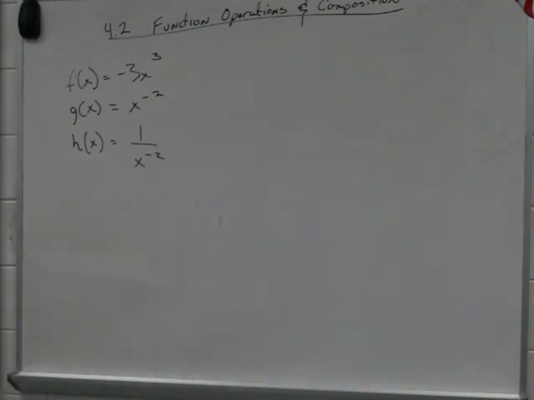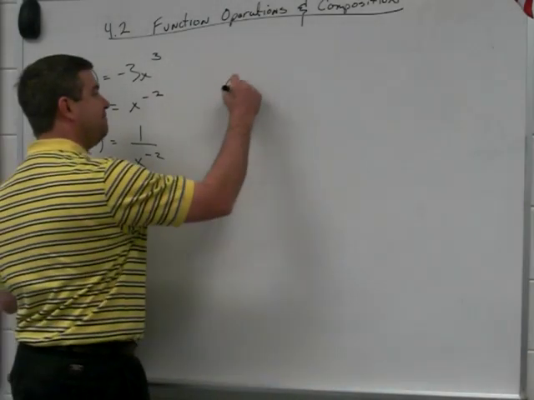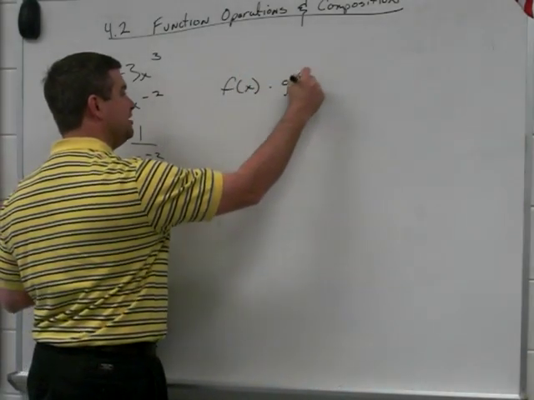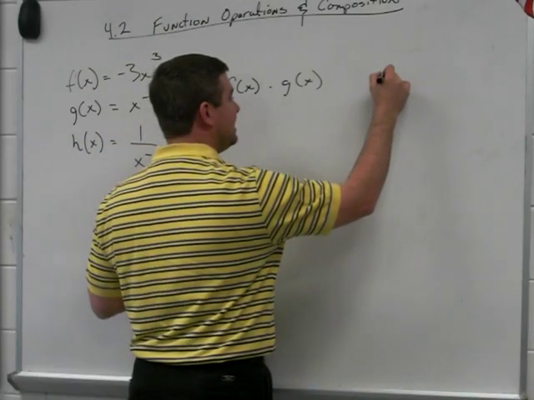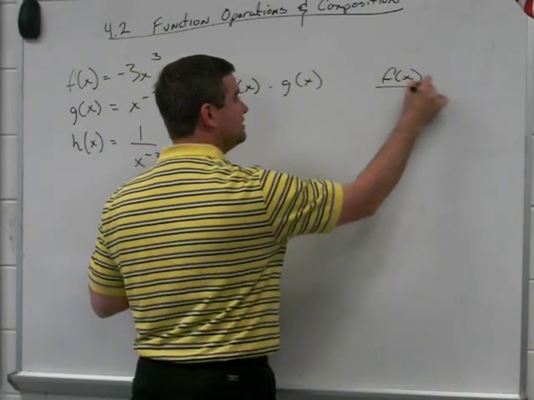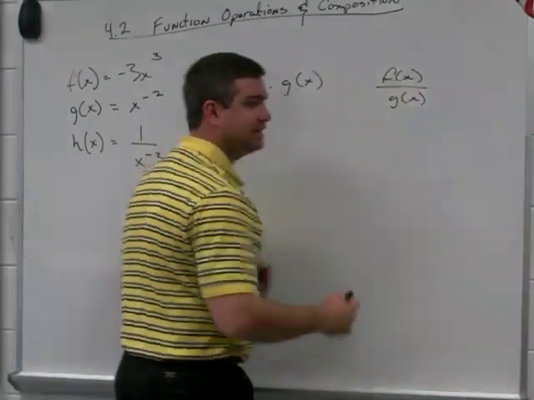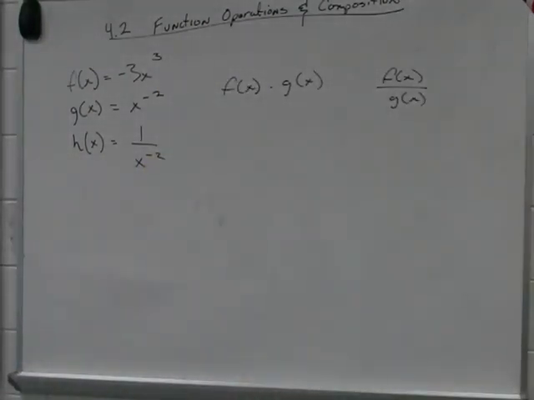The first operation that we want to be able to do with functions, now that we've done 4.1 and we've got some experience with exponents, we can say f of x times g of x. Or we can say f of x divided by g of x.